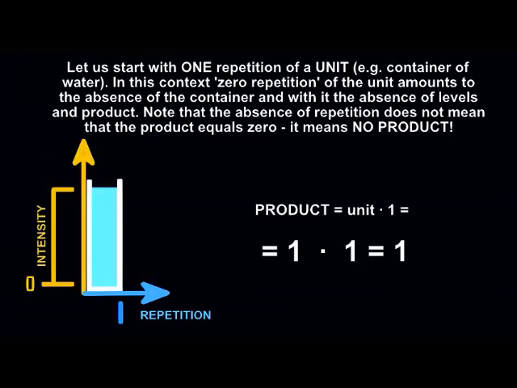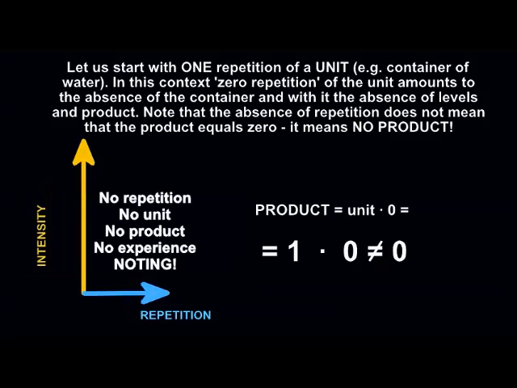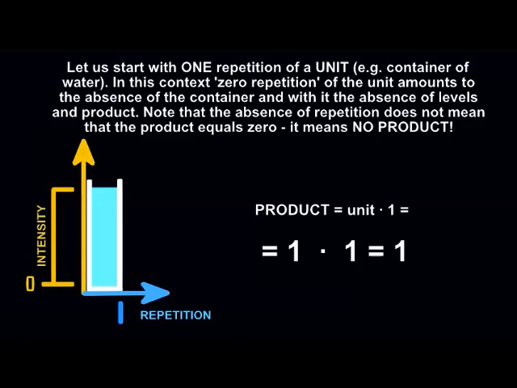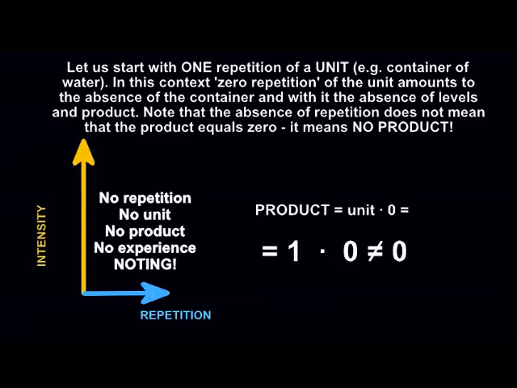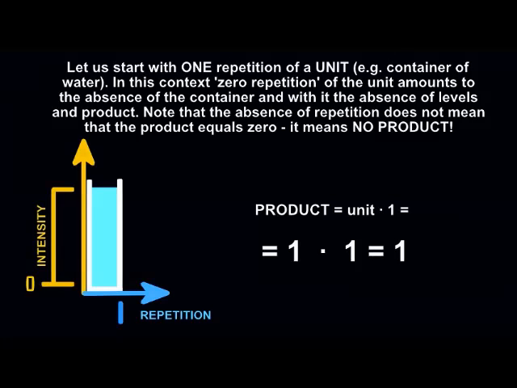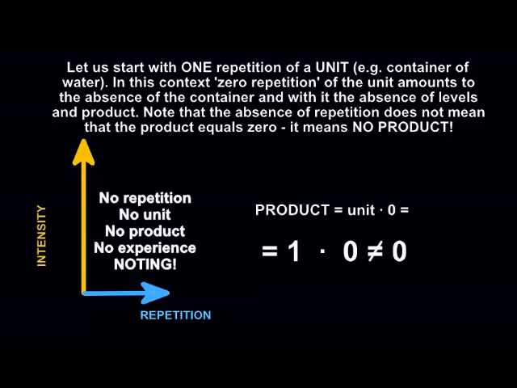Let us start with one repetition of a unit, for example, a container of water. In this context, zero repetition of the unit amounts to the absence of the container, and with it the absence of levels and product. Note that the absence of repetition does not mean that the product equals zero. It means no product.